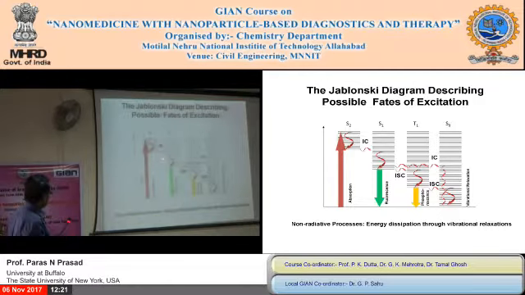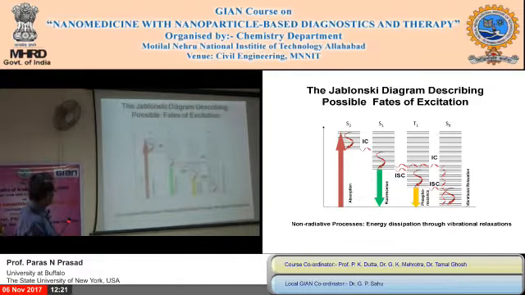Okay, and then part is again converted into heat, a little bit, and then it has a choice. This is singlet and this is singlet, so it is spin allowed, it can emit light. That's called fluorescence.